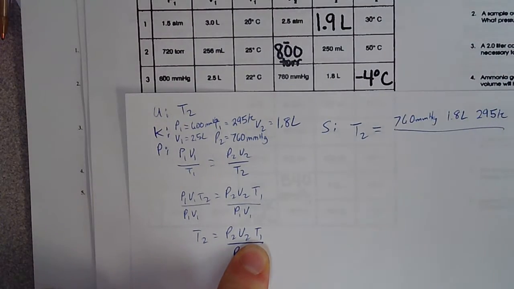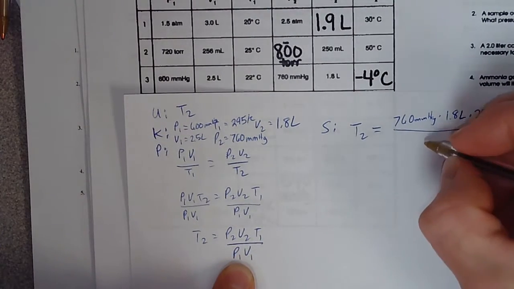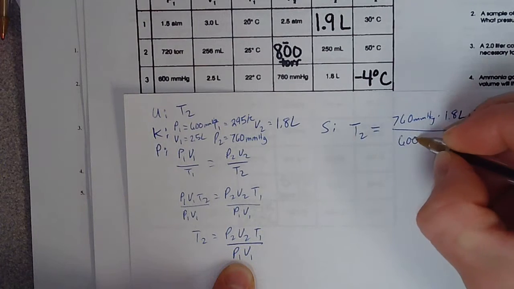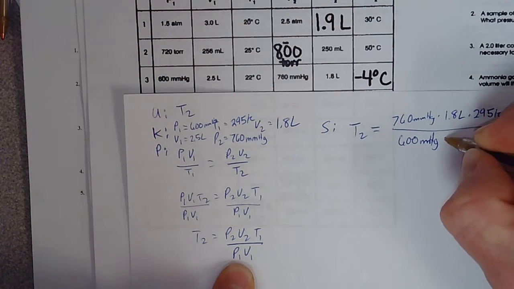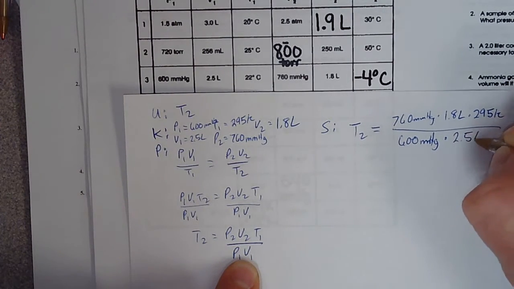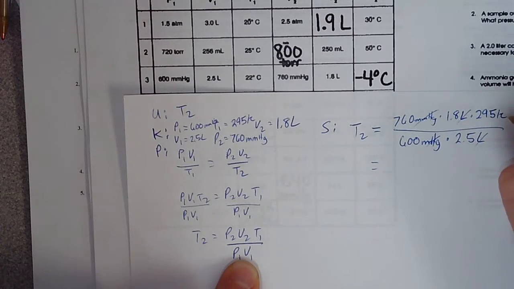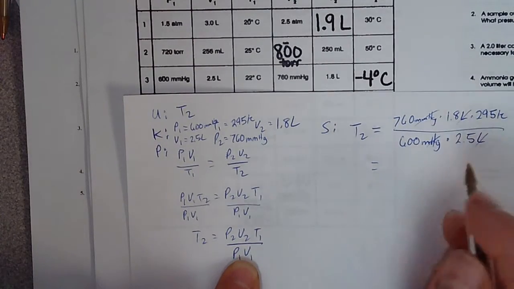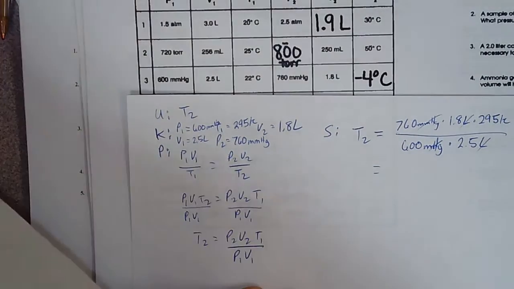And then we'll divide by P1, 600 millimeters of mercury, and times V1, which was 2.5 liters. All right, millimeters of mercury cancel out, liters cancel out, leaving us with Kelvin. So our final temperature will be in Kelvin. Let's get a calculator and do that calculation.